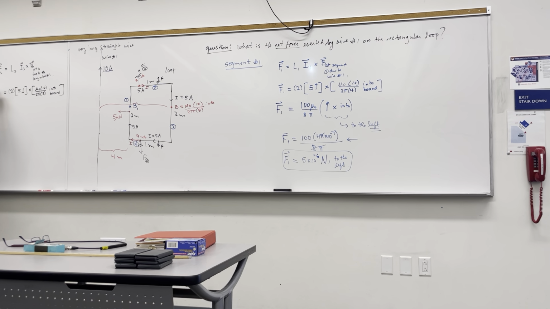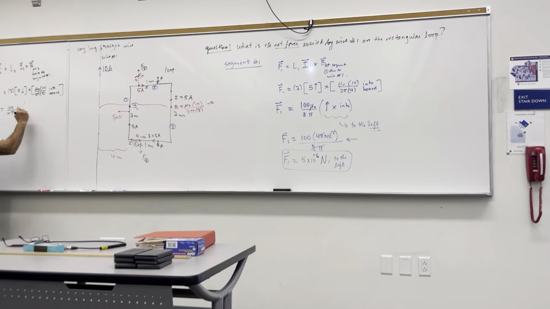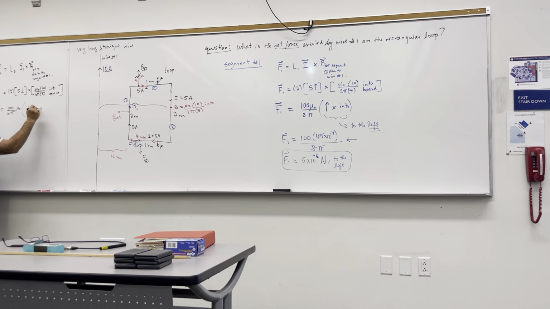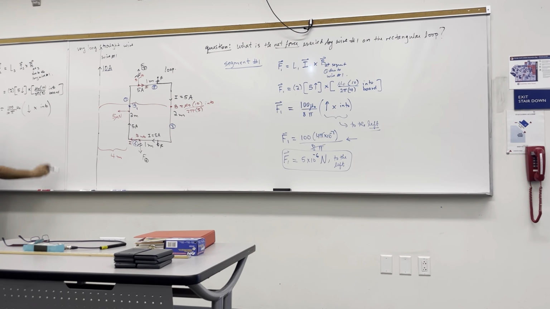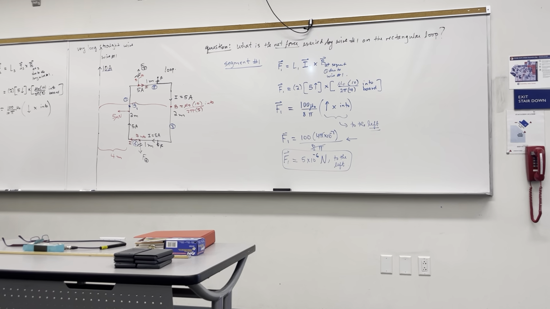So the force on segment number 3 will be 2 times 5 is 10, 10 times 10 is 100, so 100 divided by 10 pi, and then we have mu naught. And what is the direction of down the board cross into? What is the direction of the cross product of down cross with into? To the right, correct.